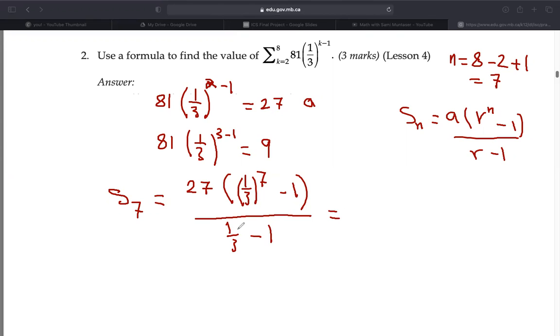You could do all of this in your calculator. Just don't forget your order of operations. If I was you, I would do 1/3 inside brackets to the power of 7, then minus 1, then multiply whatever you get by 27, and then divide the whole thing by negative 2/3, because 1/3 minus 1 is negative 2/3. That way you could get an answer. I just did that on my calculator and I got 40.5 for this question.